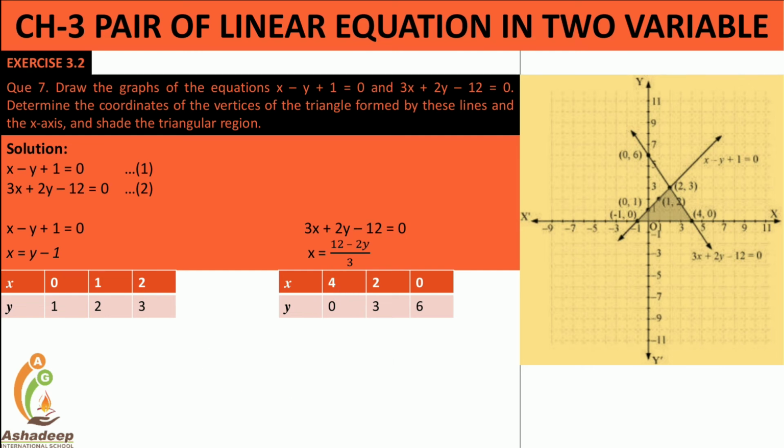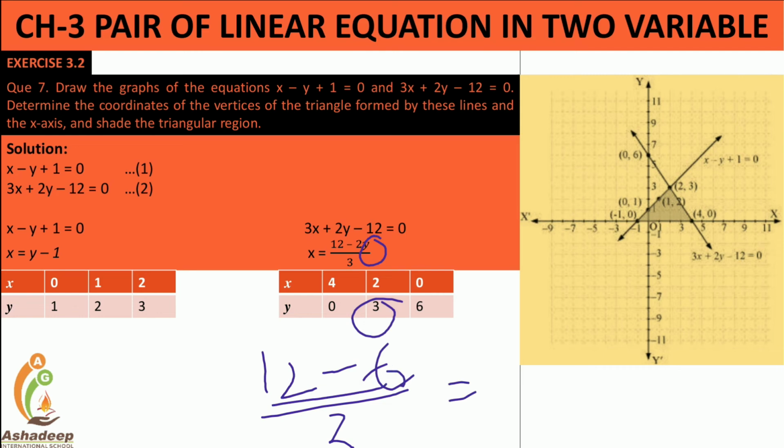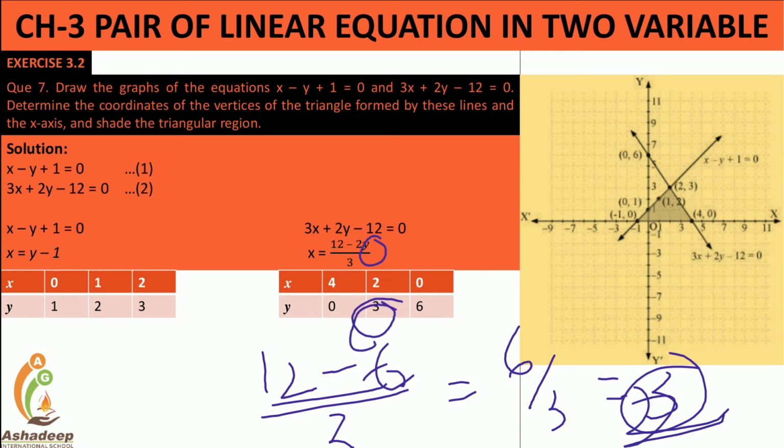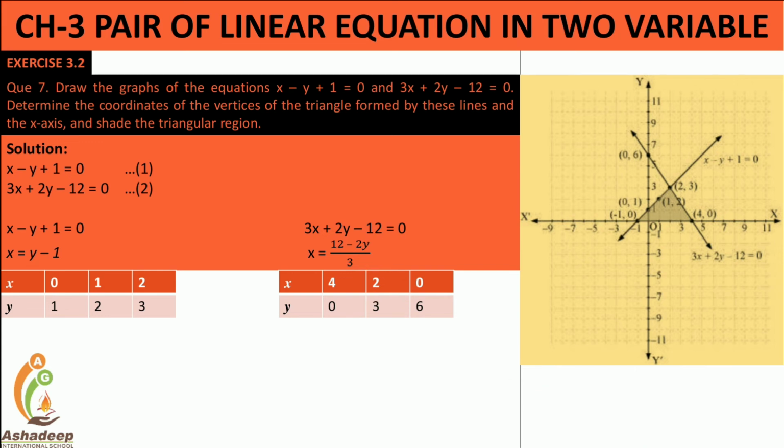Now instead of y, put the 3. So 12 minus 3 2s are 6, divided by 3. Now 12 minus 6 is nothing but 6. 6 divided by 3 is 2. So if you put the value of y as 3, here it is 2. So we will get the 2 over here, right? In the same manner, if you put 6, you will get 0.